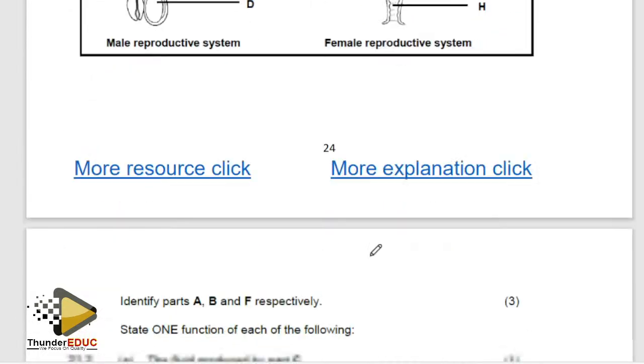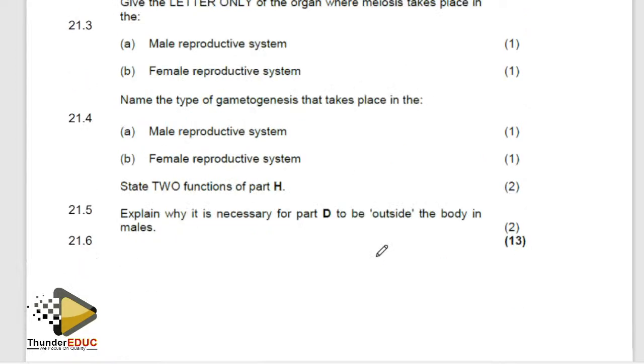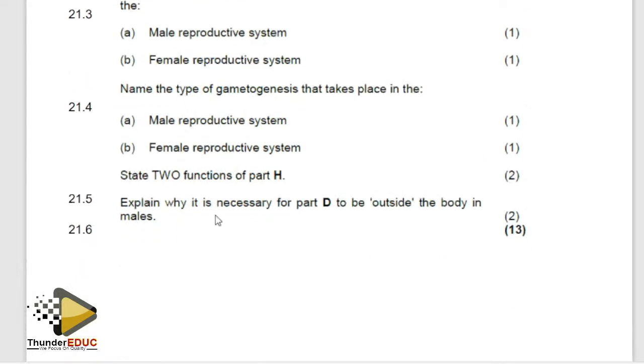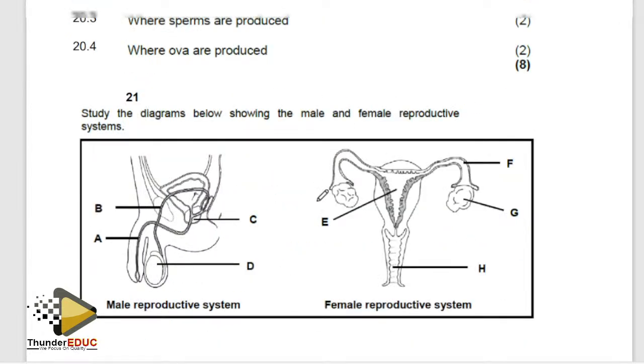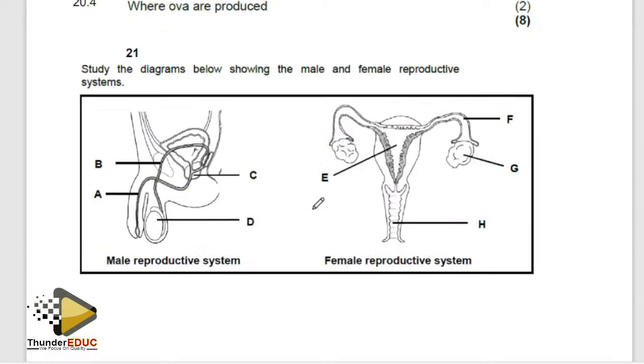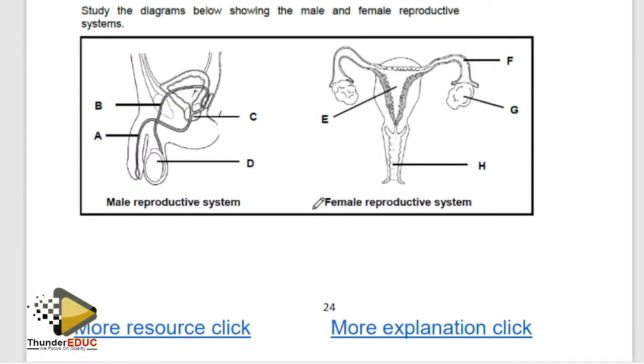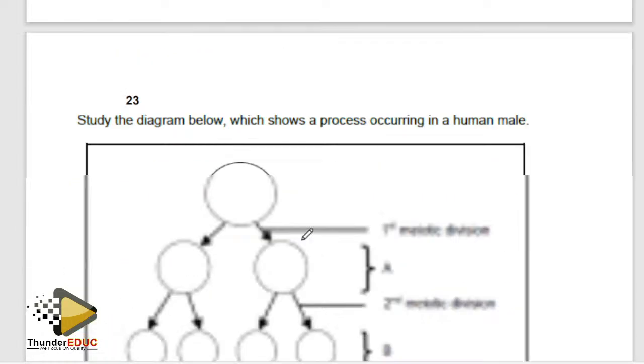Simple things. So make sure, guys, you know. Explain why it is necessary for D to be outside the body of the male. We explain it: to provide a favorable temperature for sperm production, 2 degrees less than the body temperature. That's it. What is H? Now, this is the vagina. But if it was here, it would have been the vulva. So, guys, you can do it.